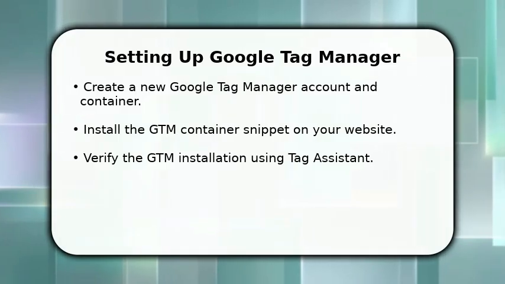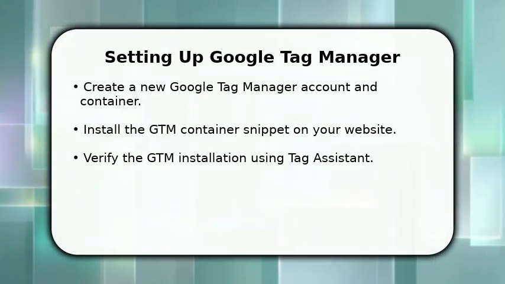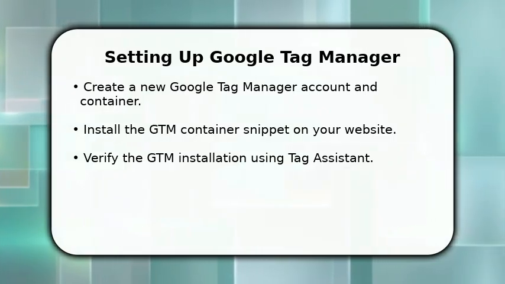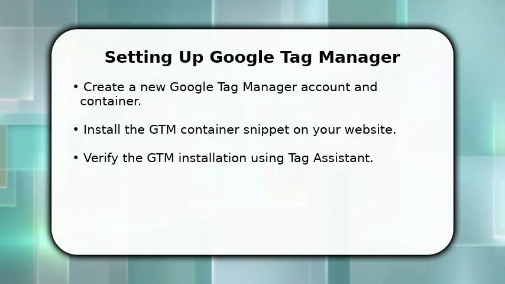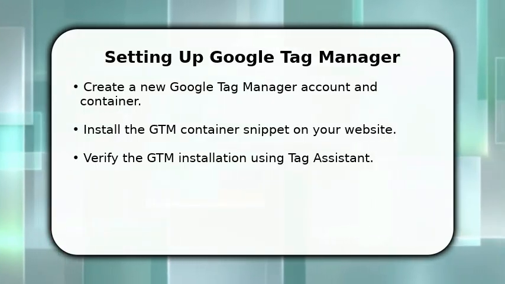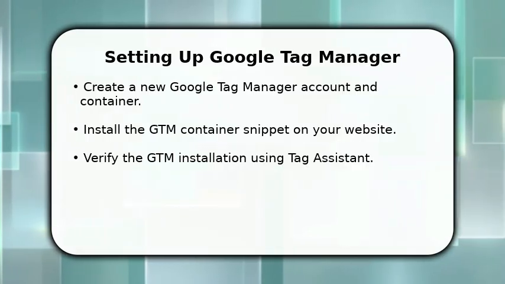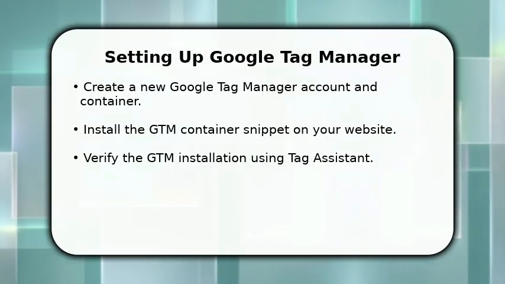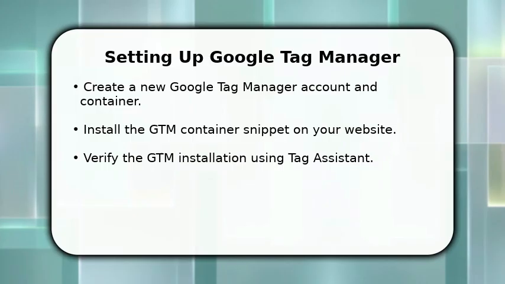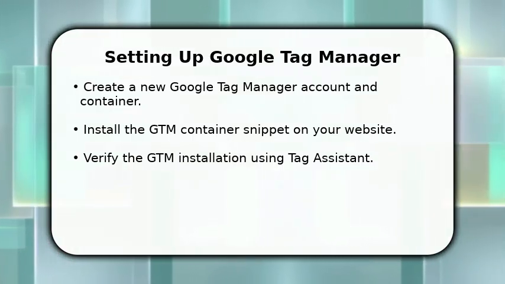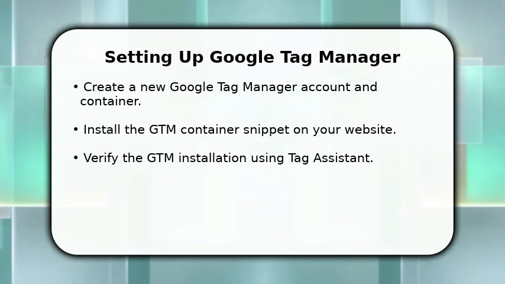Enjoy the video. In this video, I will explain how to set up Google Tag Manager. First, navigate to the Google Tag Manager website and create a new account, then set up your first container. Next, you'll receive two code snippets. Place the first snippet immediately after the opening body tag and the second in the head section of every page on your website. Finally, use the Google Tag Assistant browser extension to confirm your GTM installation is working correctly.